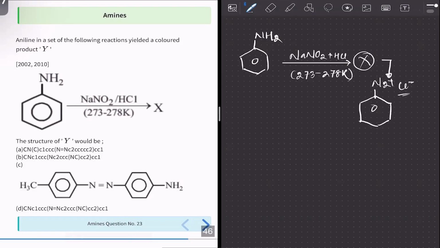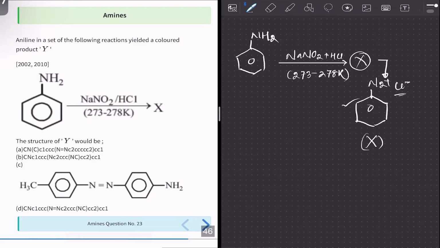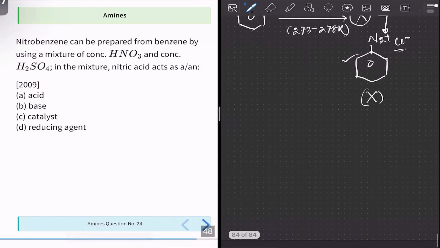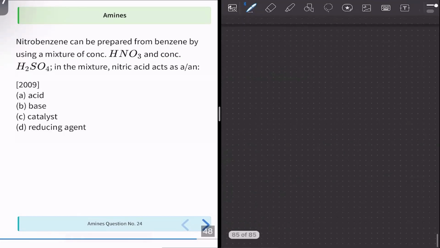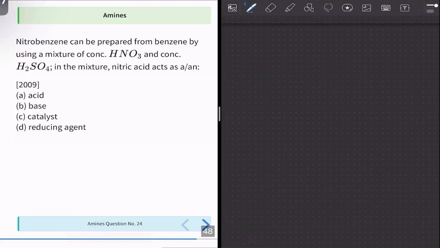So this is the X. It is asking for Y. I don't know why, but it is given till X. So we'll find X, that is benzene diazonium chloride. So question number 24. Nitrobenzene can be prepared from benzene by using a mixture of concentrated HNO3 and concentrated H2SO4. We saw this electrophilic substitution reaction in the previous chapter, that is hydrocarbons. For that reaction, a nitrating mixture, that is concentrated HNO3 and concentrated H2SO4, was being taken.